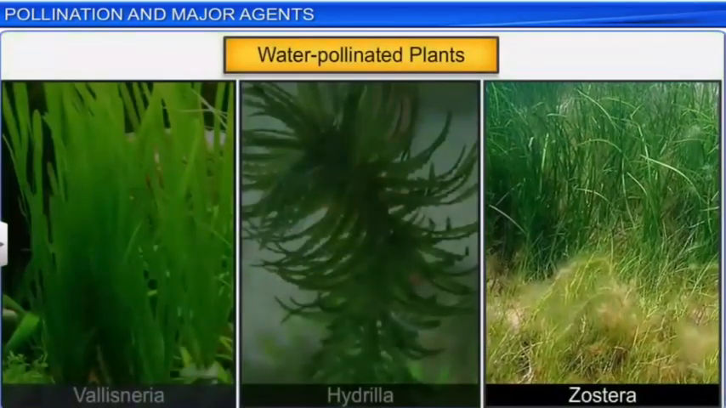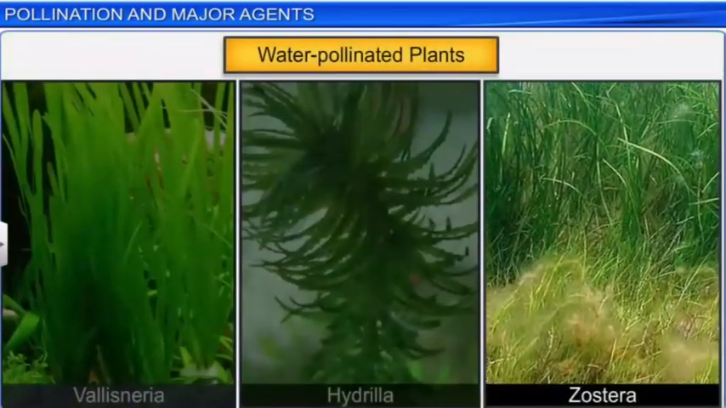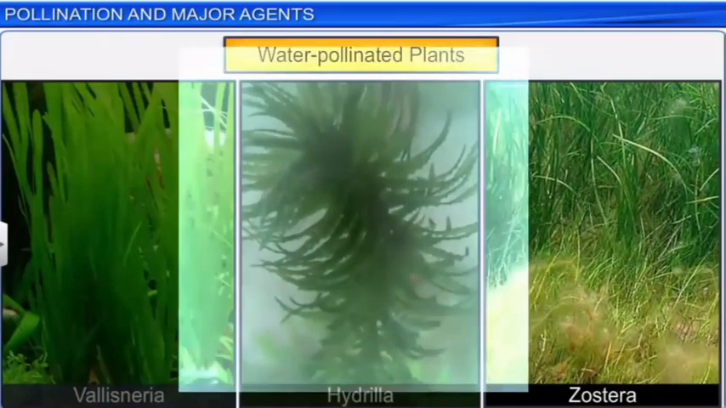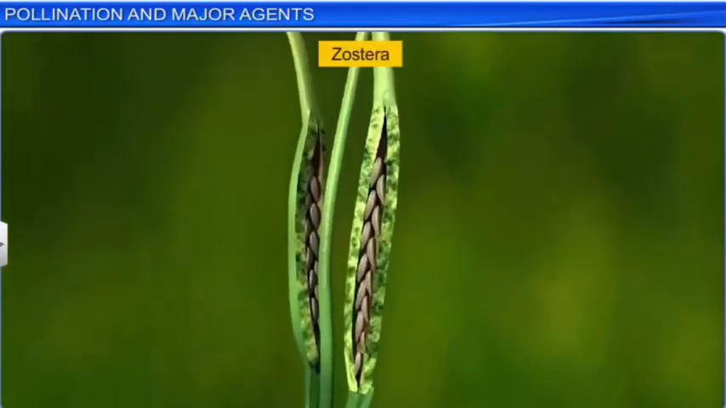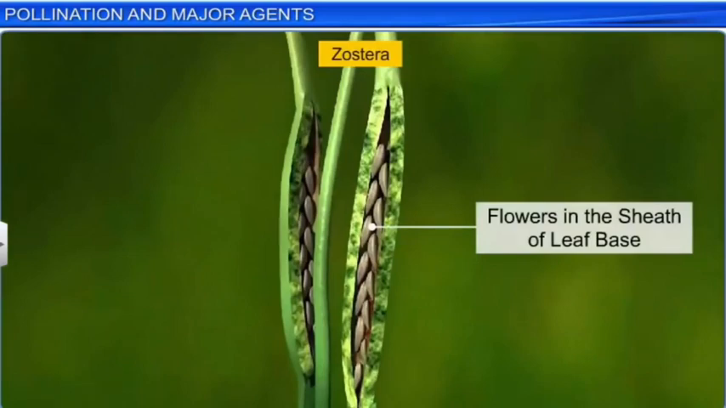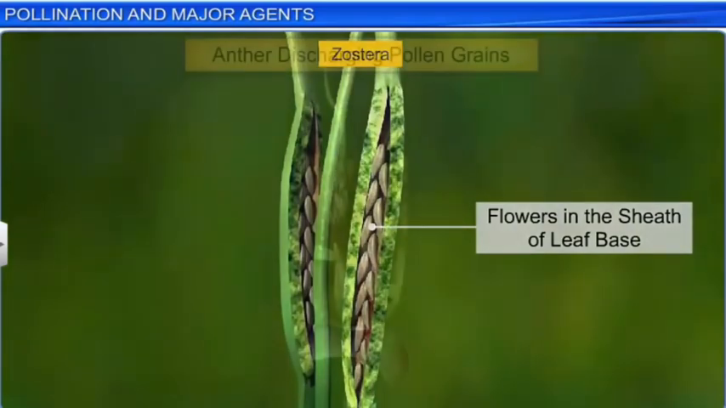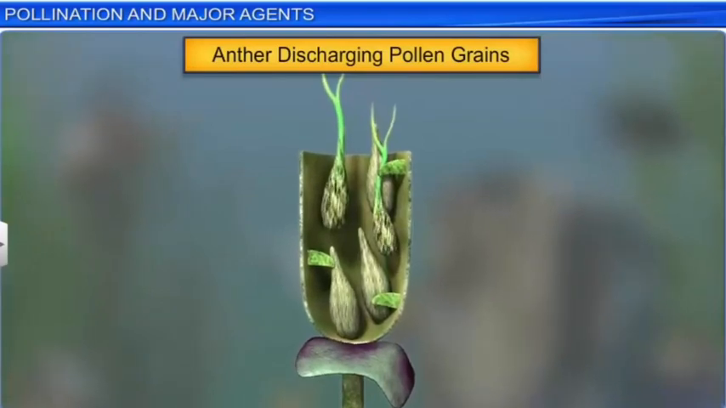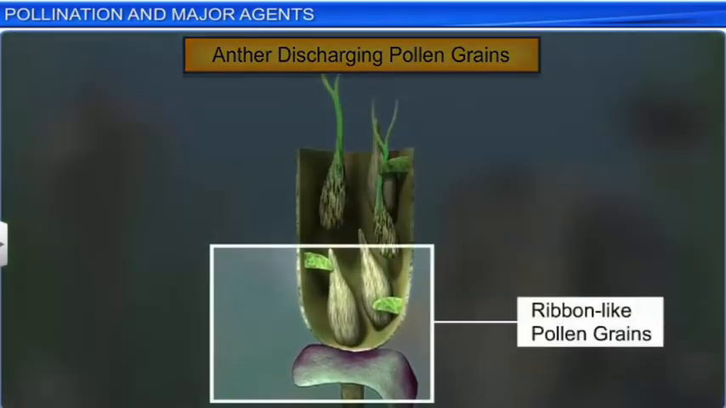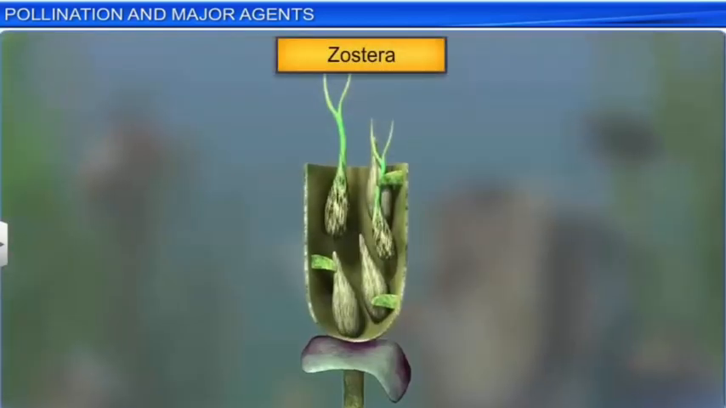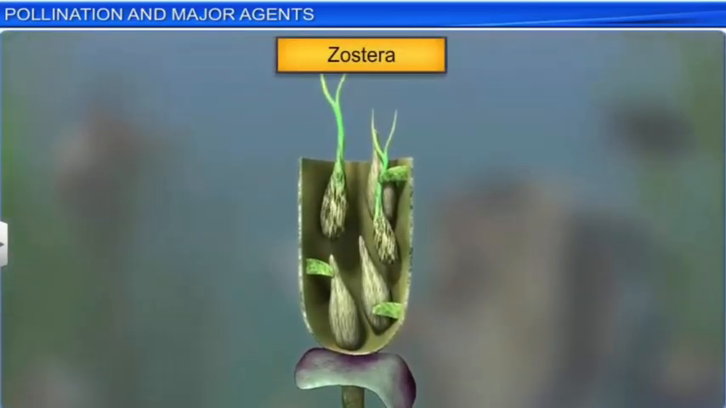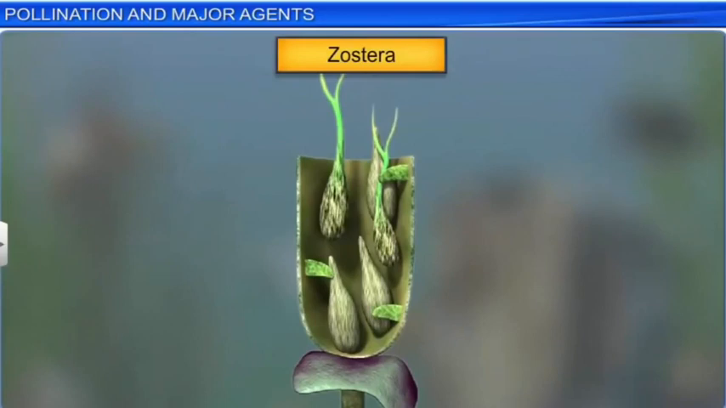In the case of Zostera, a dioecious seagrass, the male and female flowers remain submerged in water. The male flowers produce long and ribbon-like pollen grains which have a mucilaginous covering that protects them from getting wet. The pollen released in water is carried by water currents towards the submerged stigma, and thus pollination is completed.